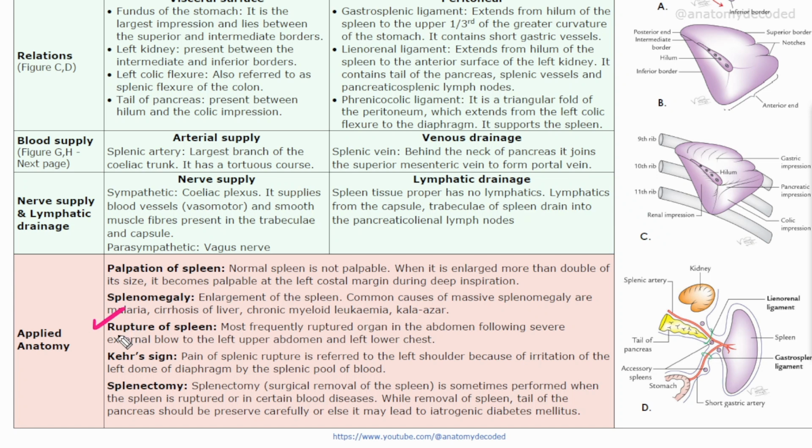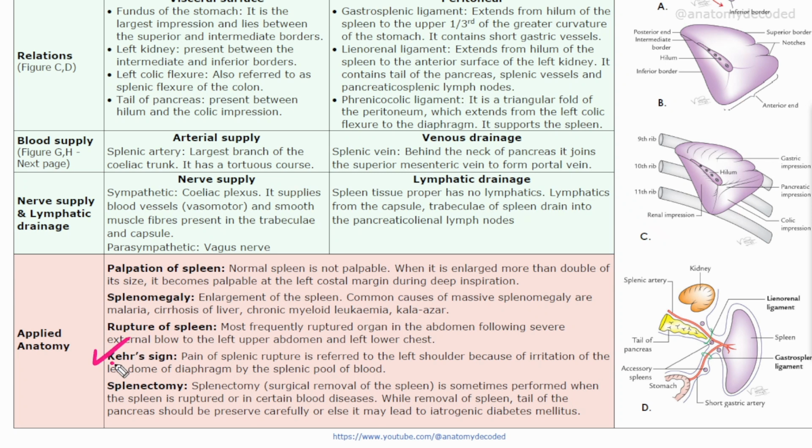Then rupture of the spleen. If there is trauma in the abdomen, the spleen is the most common organ to get ruptured. It is most frequently ruptured following an external blow at the left upper abdomen or at the left lower chest.